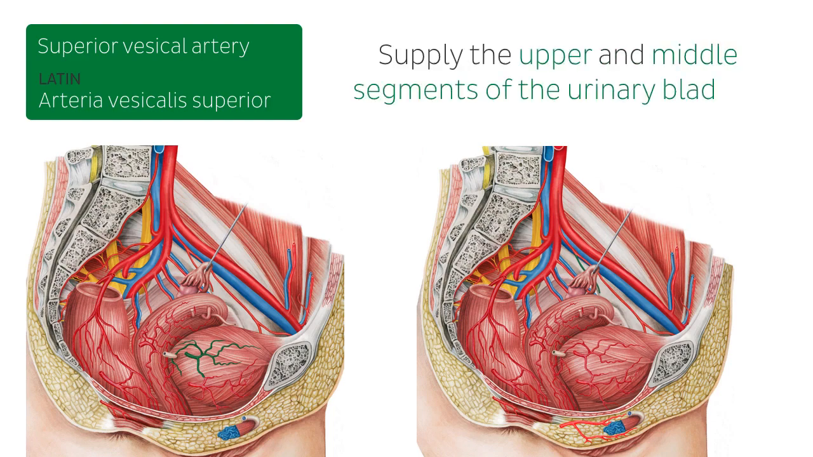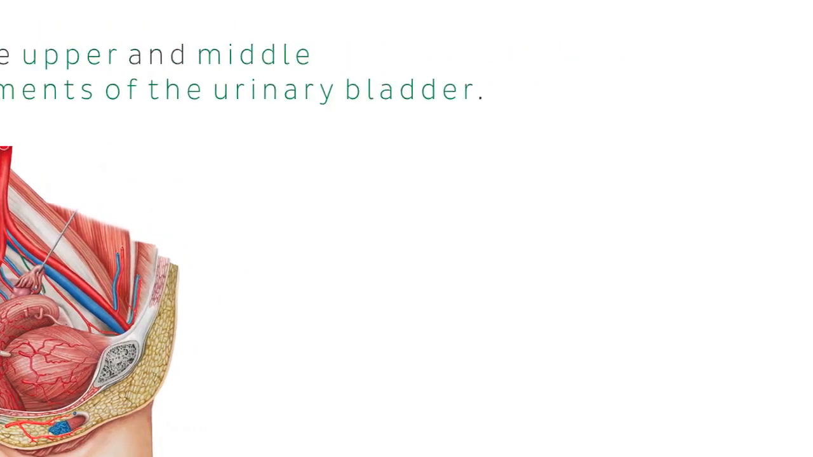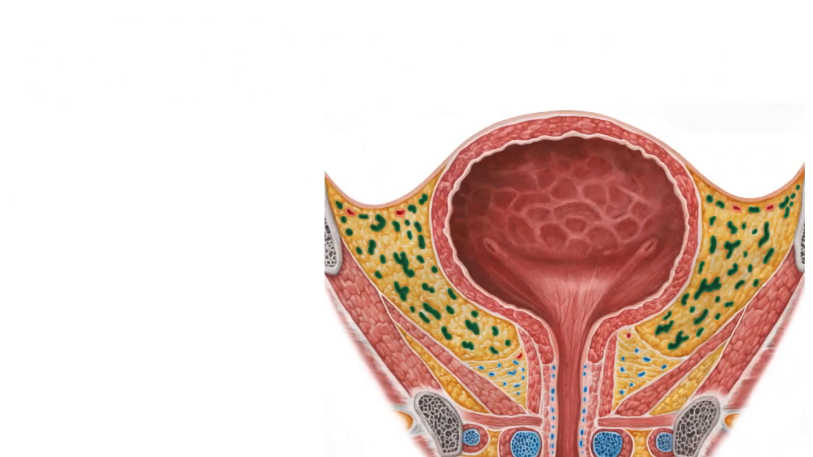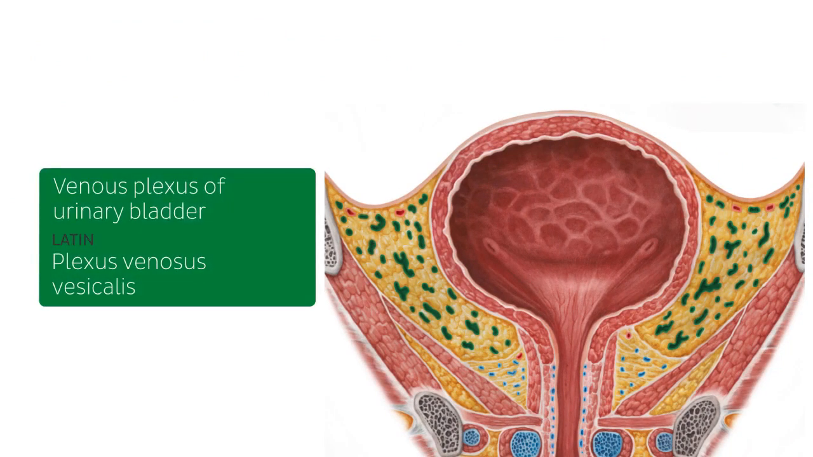Next, we're going to be talking about veins. These that you see here highlighted in green is the plexus known as the venous plexus of the urinary bladder. Now, this plexus is found primarily on the inferior aspect of the urinary bladder, and it drains into the hypogastric plexus via the vesical veins.